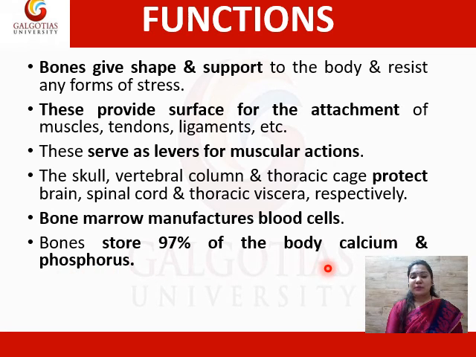Bone marrow manufactures blood cells. Yes, the bone marrow in the shaft produces blood cells, which gives the quantity and the quality of the blood in a human body. Then bones store 97% of body calcium and phosphorus. Bones are the storehouse for calcium. If anybody has a low quantity of calcium, then calcium is taken from the bones into the blood for the proper functioning of the body. So these all are the functions of the bone.